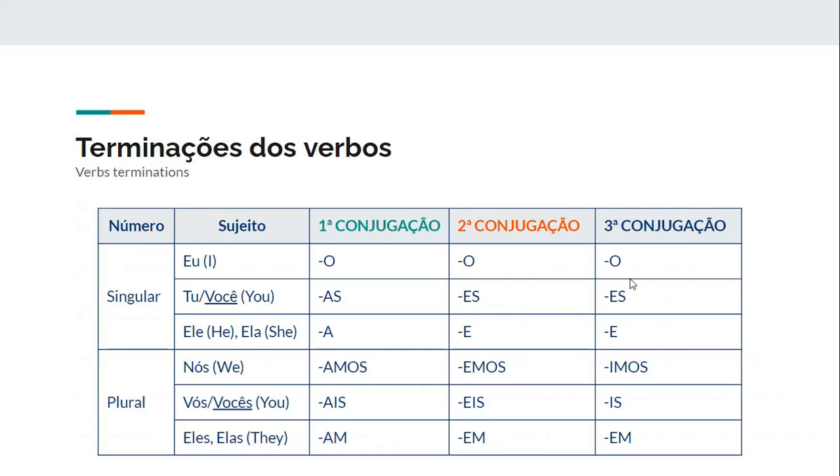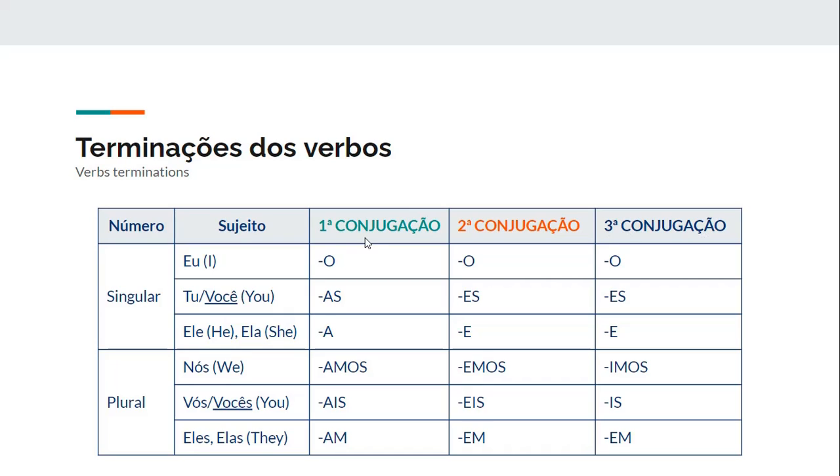Alright, so another thing that we must learn about verbs is that when they are in present simple, they have something called terminações verbais, and we have one for each subject and for each type of conjugation. So remember, first, second, third. First is ar, second er, third ir.